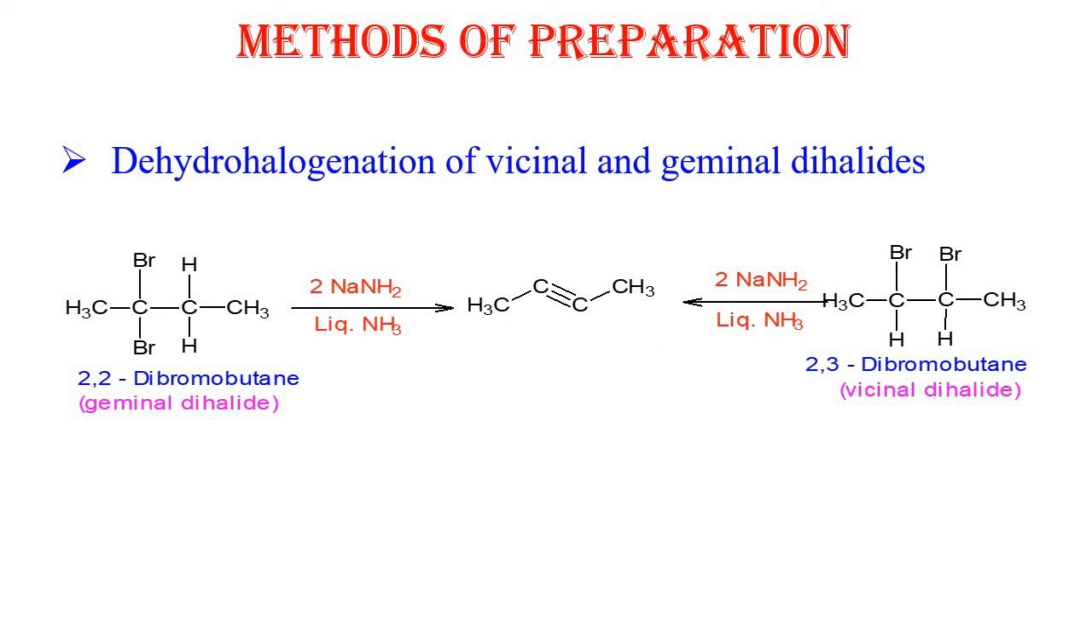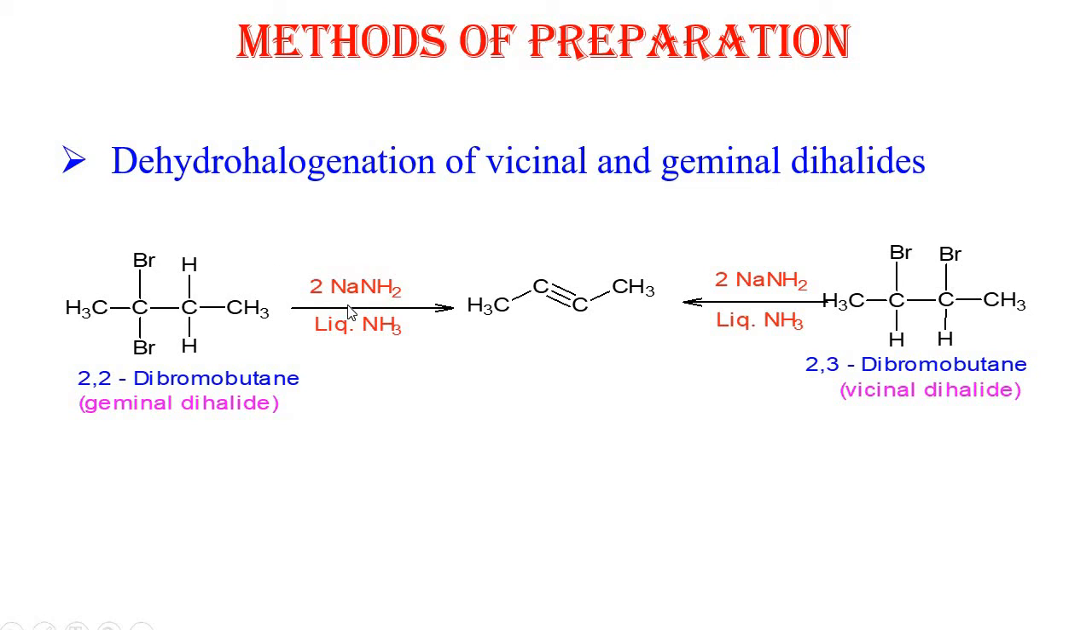Now next is the method of preparation of alkynes. Alkynes are prepared by dehydrohalogenation of vicinal and geminal dihalides. Vicinal dihalide means halogen atoms present on adjacent carbon atoms, while geminal dihalide means halogen atoms present on the same carbon atom. Dehydrohalogenation means removal of hydrogen and halogen from the same molecule. This is a geminal dihalide, and this 2,3-dibromobutane is a vicinal dihalide.